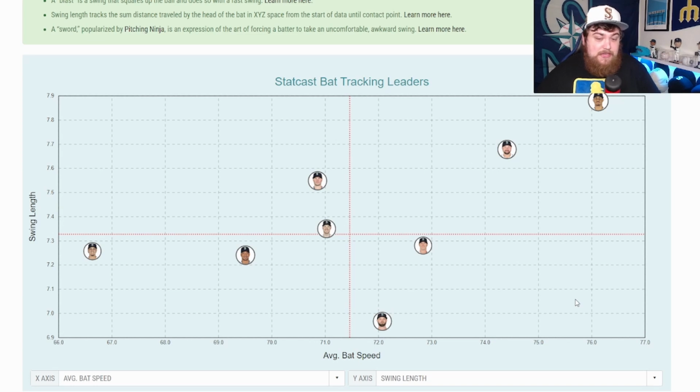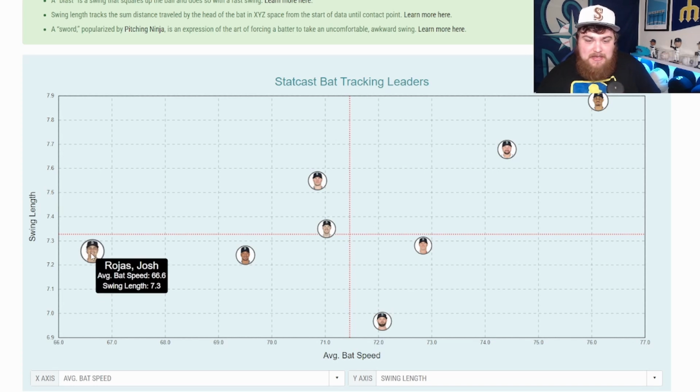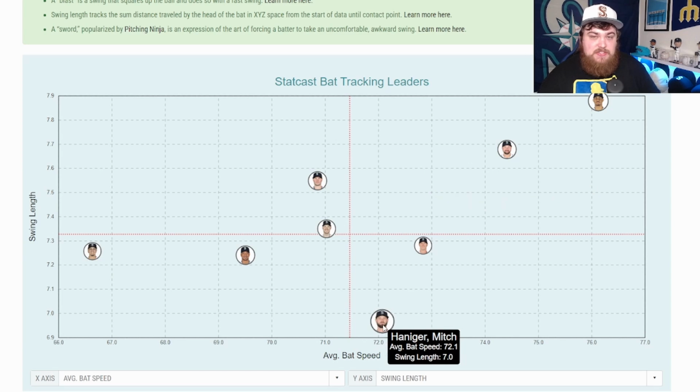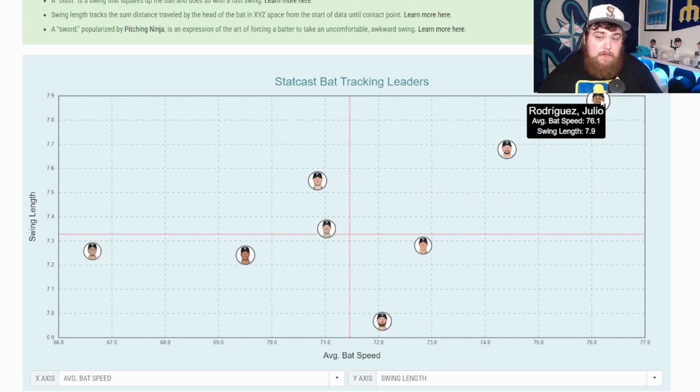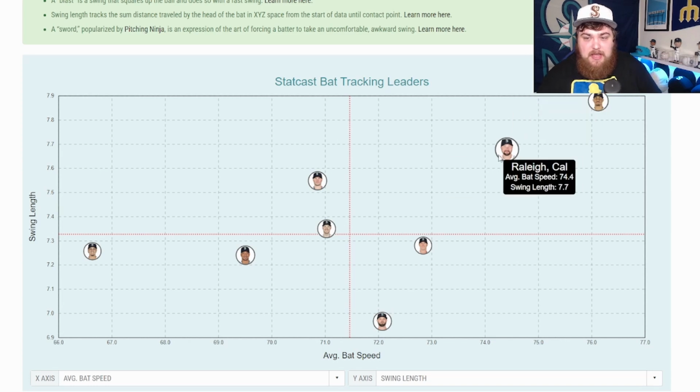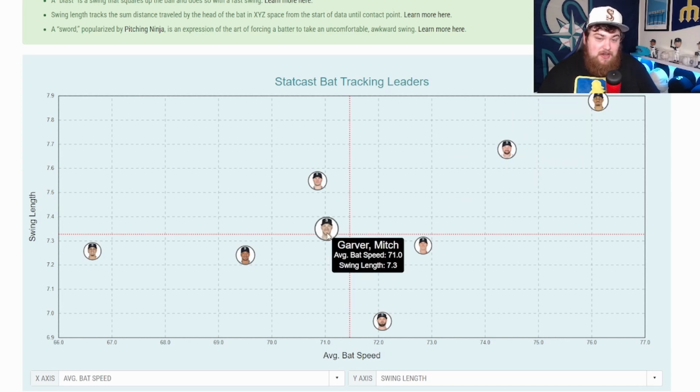One thing I thought was really interesting is when we're looking at the average bat speed and the swing length and how that compares. Looks like Josh Rojas has the slowest bat speed, not necessarily the shortest swing length. However, it is pretty far down there. Mitch Haniger actually has the shortest swing length at 7 feet. Julio Rodriguez has the fastest and the longest swing at 7.9 feet. Cal Raleigh's not too far behind him. Mitch Garver is actually on the league average for swing length, which I think is interesting because a few of his home runs so far this year have felt like very short swings and a short path to the ball.